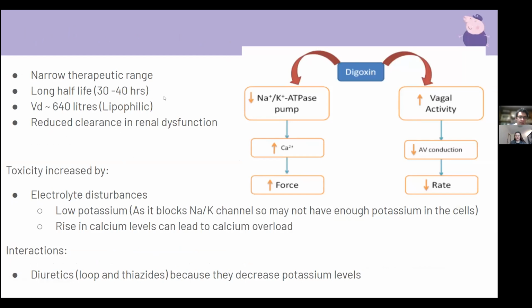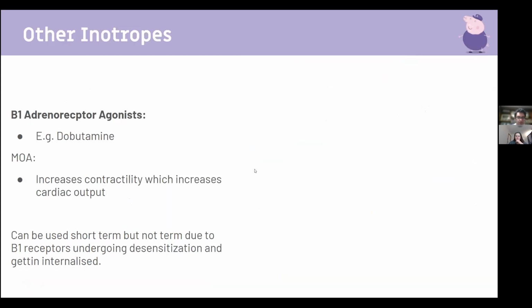Where were we? So it's quite a lipophilic drug. It has a very large volume of distribution, which means it's going into lots of different compartments of the tissue. It has reduced clearance in renal dysfunction, so you have to be careful with people with kidney failure. Elderly people often have impaired kidney function. Toxicity is increased by electrolyte disturbances. If you have low potassium, especially because you're blocking the sodium potassium channel, you may not have enough potassium in the cells, and that can lead to arrhythmias. And a rise in calcium levels can lead to calcium overload. It interacts with diuretics because they also decrease potassium levels, so you've got to be careful.